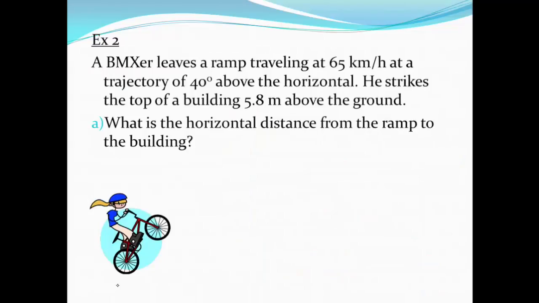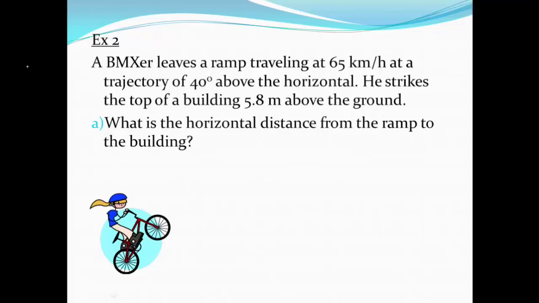So let's take a look at a different example with similar ideas. A BMXer leaves a ramp traveling at 65 kilometers per hour at a trajectory of 40 degrees above horizontal. He strikes the top of a building 5.8 meters above the ground. What is the horizontal distance from the ramp to the building?